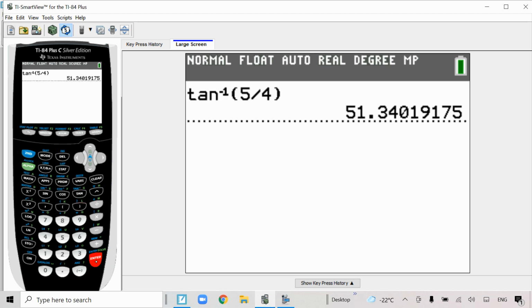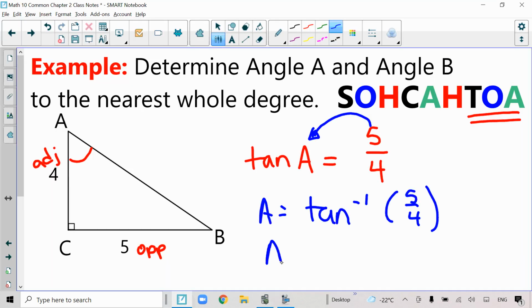So press enter, and to the nearest degree, that would be 51 degrees. Now, because I'm rounding, it's not going to be exactly 5/4, but we're going to round it to 51 degrees. So if I were to do the tan of 51 degrees, it'll be close to 1.25, but not exactly because we are rounding. Okay, so now we know what angle A is.